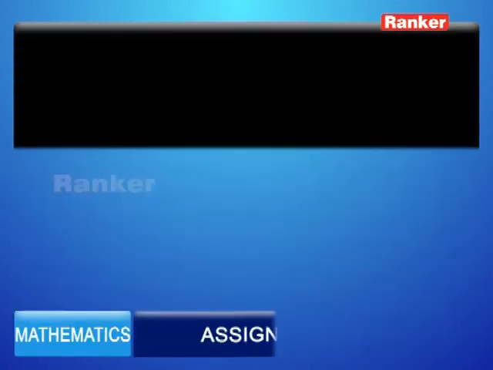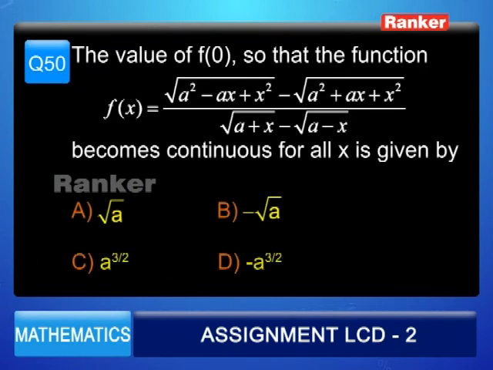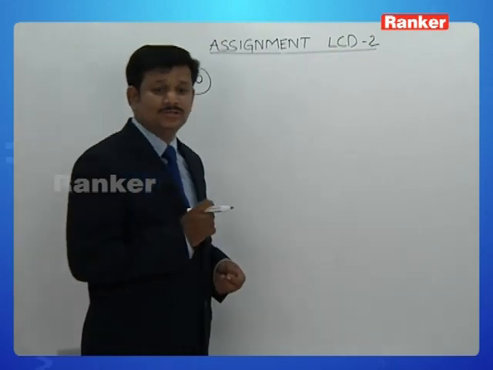Next question: find the value of f of 0 so that the function f of x is equal to root over a square minus ax plus x square minus root over a square plus ax plus x square, divided by root a plus x minus root a minus x, becomes continuous for all x. So, because the function is given to be continuous for all x, the function should also be continuous at 0.